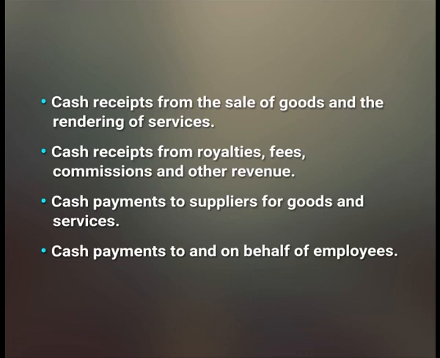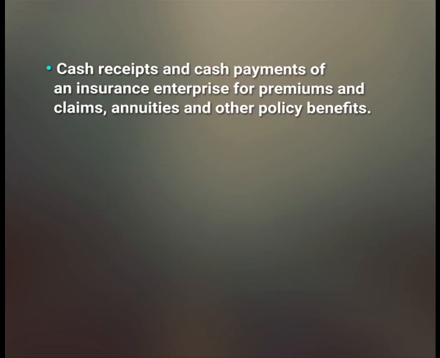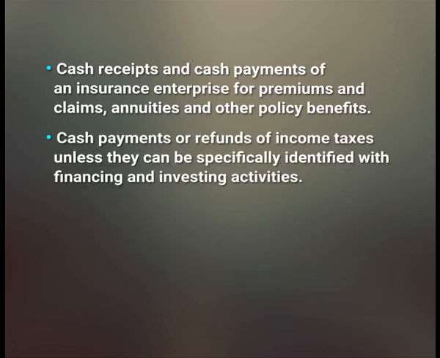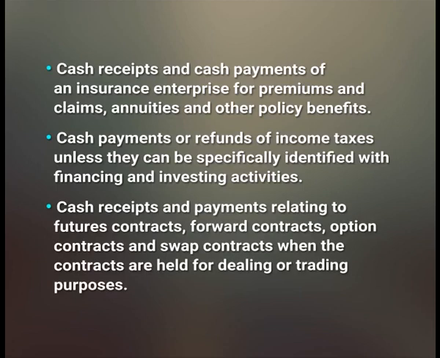Next is cash payments to and on behalf of employees. Next is cash receipts and cash payments of an insurance enterprise for premiums and claims, annuities and other policy benefits. Next is cash payments or refunds of income taxes unless they can be specifically identified with financing and investing activities. And next is cash receipts and payments relating to future contracts, forward contracts, option contracts and swap contracts when the contracts are held for dealing or trading purposes.